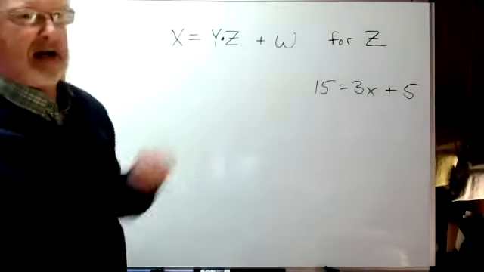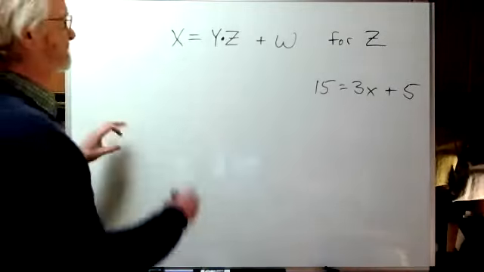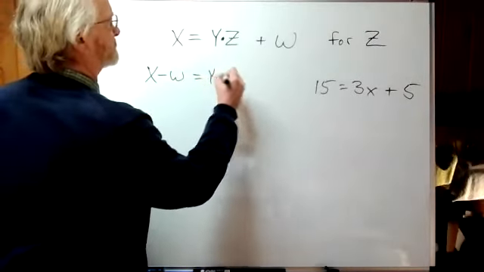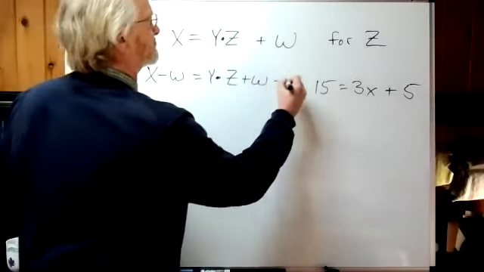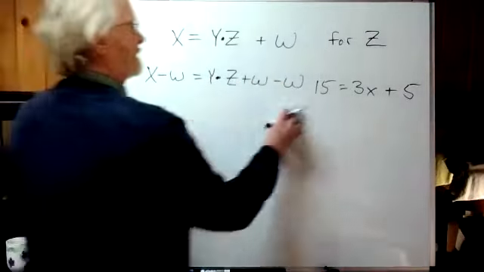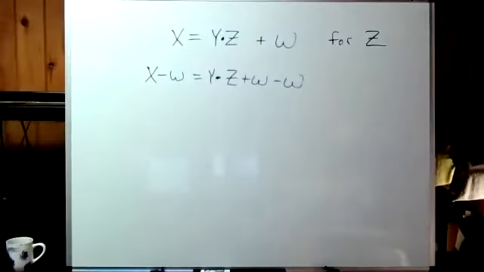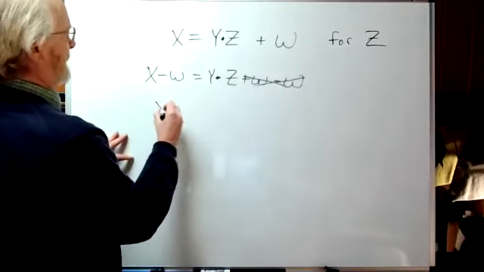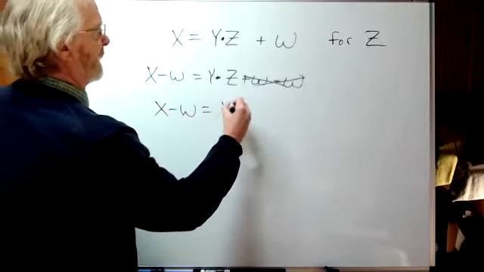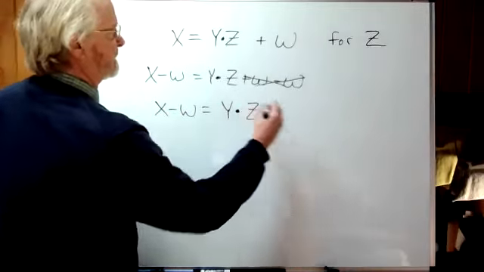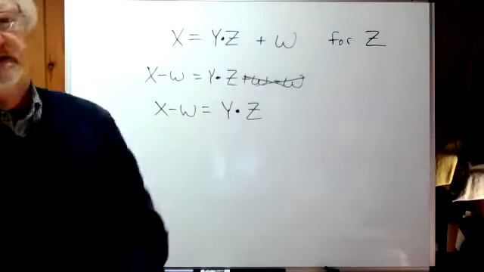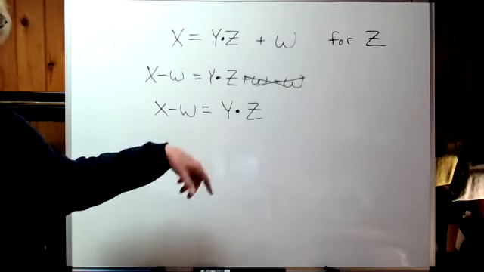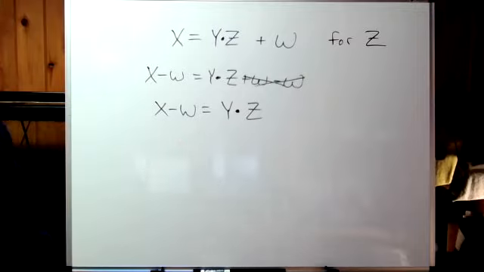Thank you. So I'm going to subtract the w from both sides. And I just wrote it all out there. Subtracting the w from both sides, these two cancel each other out. X minus w is equal to y times z. I still want to get just the z. It's being multiplied by y, so I need to divide by that y.